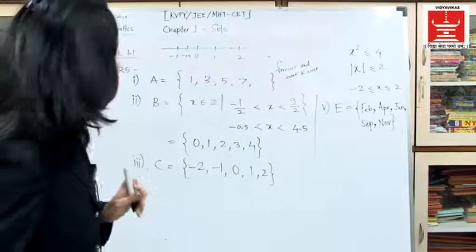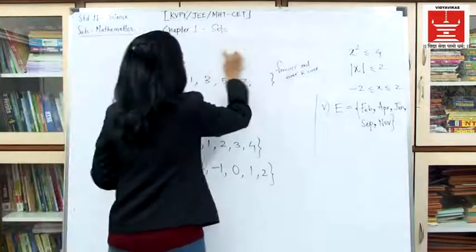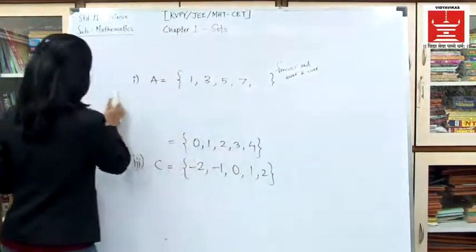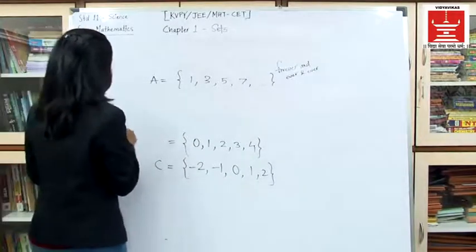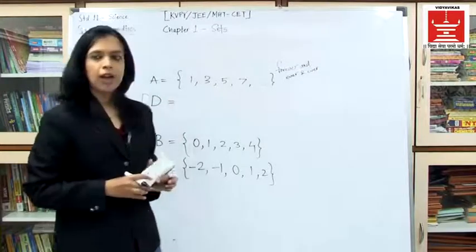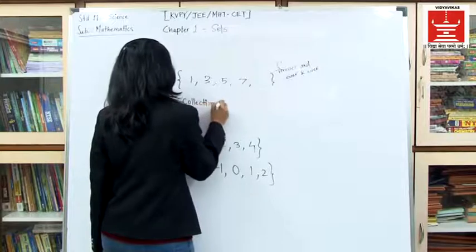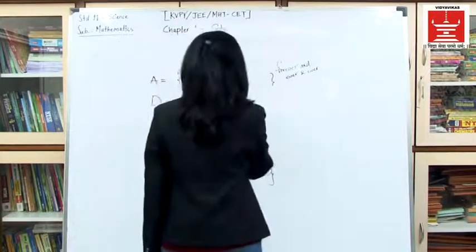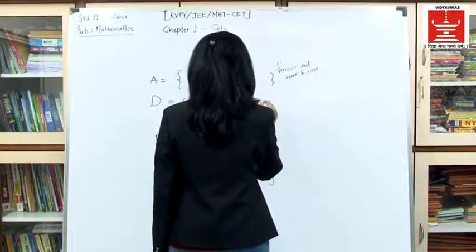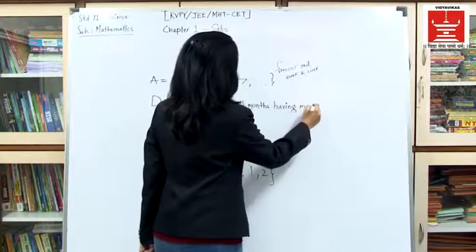Now suppose I give you one description of a set. I am going to call it D, and this is the collection of, or you can even say set of, all months having more than 31 days.